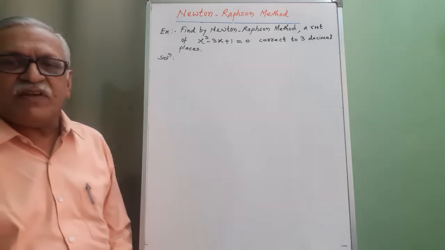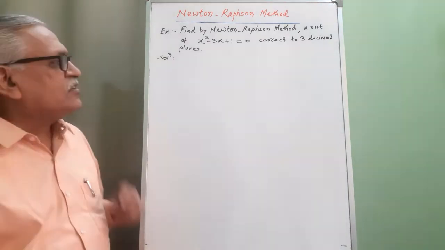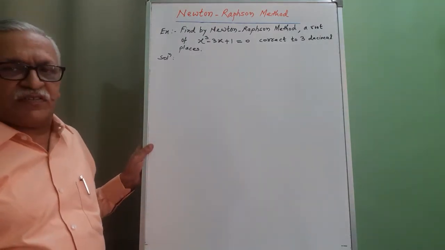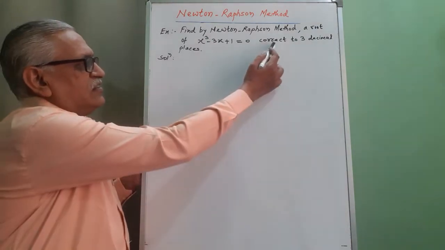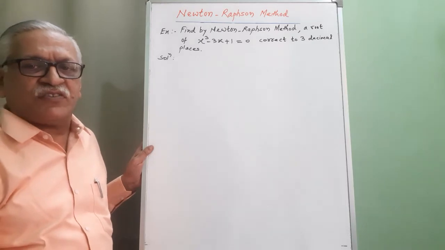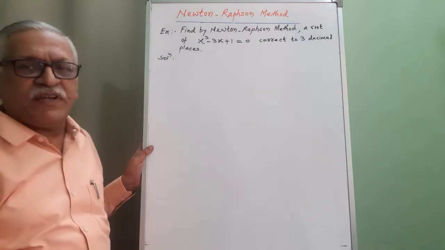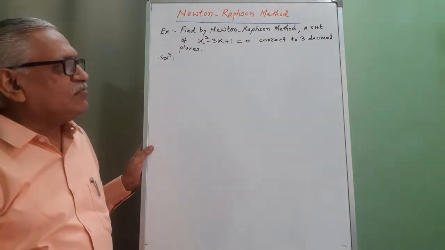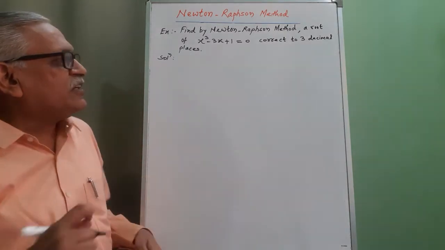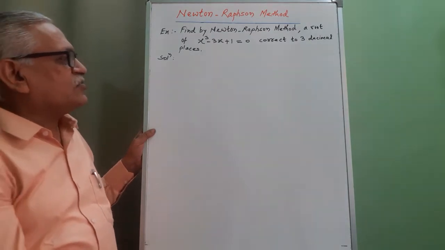Example: find by Newton-Raphson method a root of the equation x cube minus 3x plus 1 equals 0, correct to 3 decimal places. As we require the answer correct to 3 decimal places, fix your calculator for 3 digits by performing mode, fix and then 3 digits, so that the answer will be in 3 digits only.